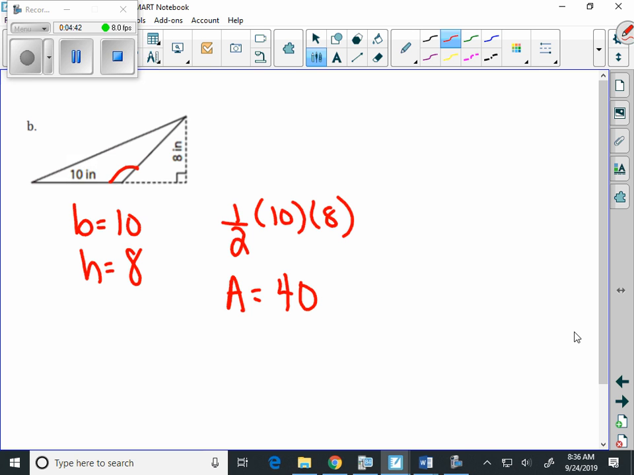Our units on our triangle in this particular case are inches. So it's going to be inches squared. Area is measured in square units.